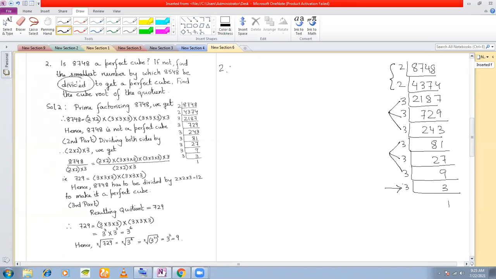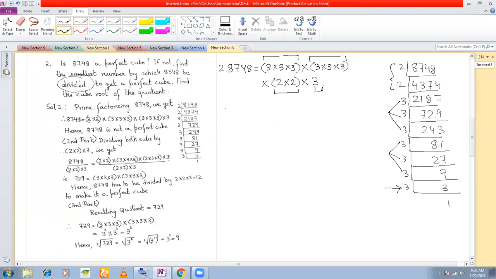So let's write this as 8748 is equal to, let's write the triplet first. 3 into 3 into 3 into 3 into 3 into 3 into 2 into 2 into 3, right? So now see here, the question is by what number should it be divided? That means I want to remove this, and I want to remove this. If I can remove this, then I'll get this triplet and this triplet, isn't it?